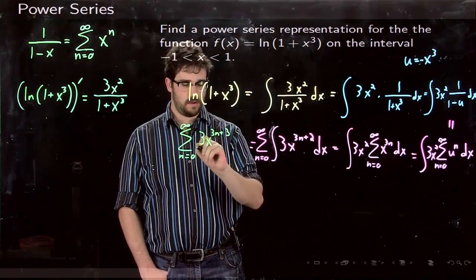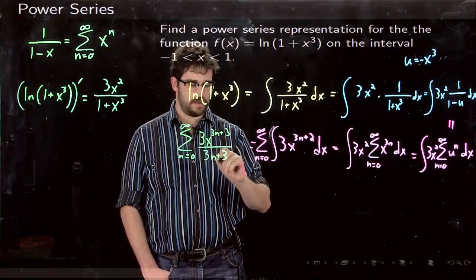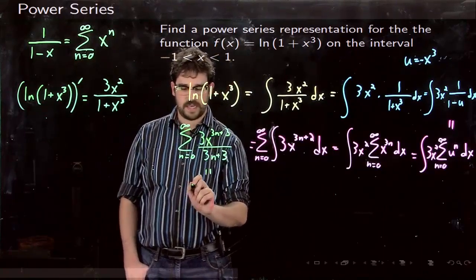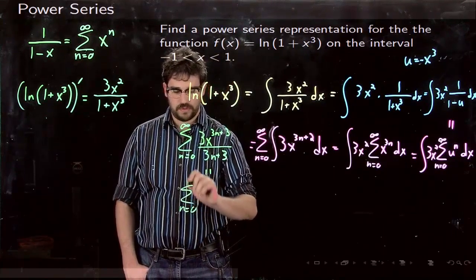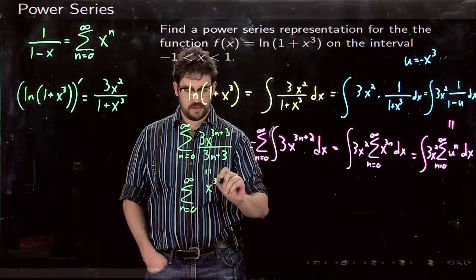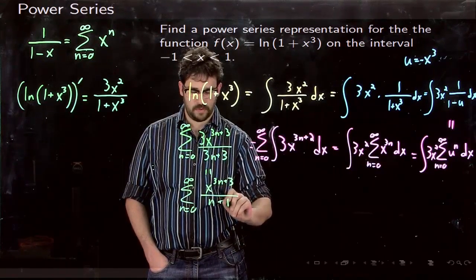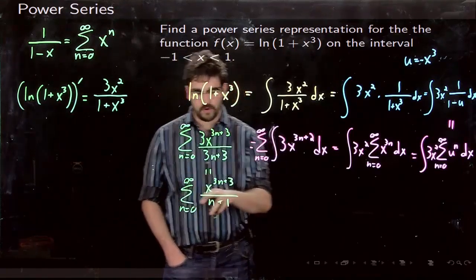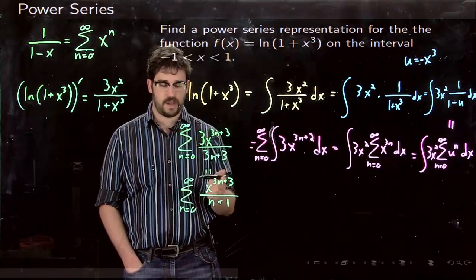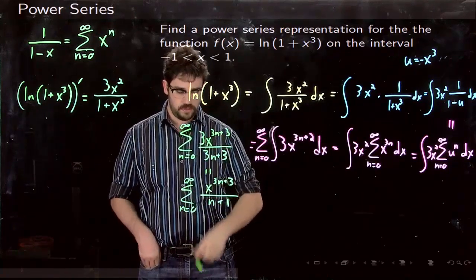We get a 3 here, all divided by 3n plus 3. Which, if we want to simplify this down a little bit, we could say that this is the sum from n equals 0 to infinity of x to the 3n plus 3, all divided by n plus 1. And, of course, n equals 0. When you do that, you have x to the third power, right? You have no constant.